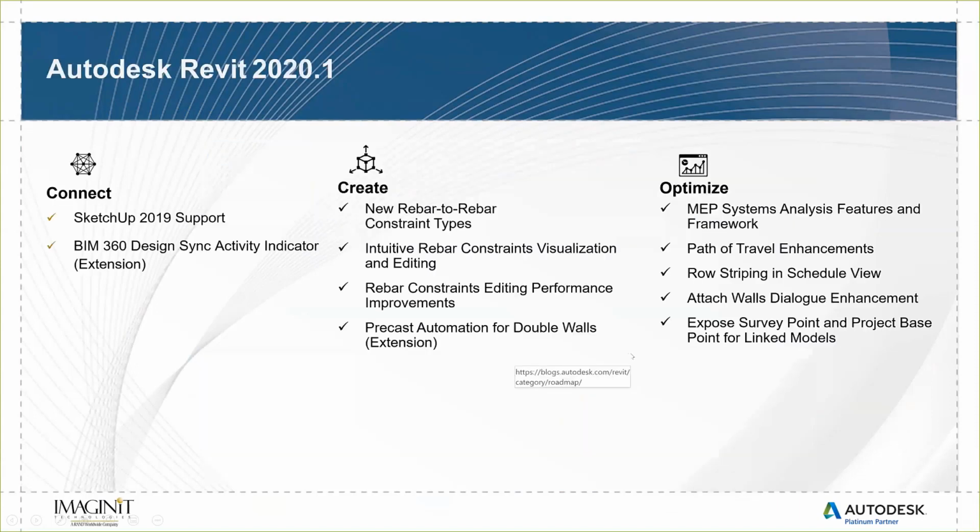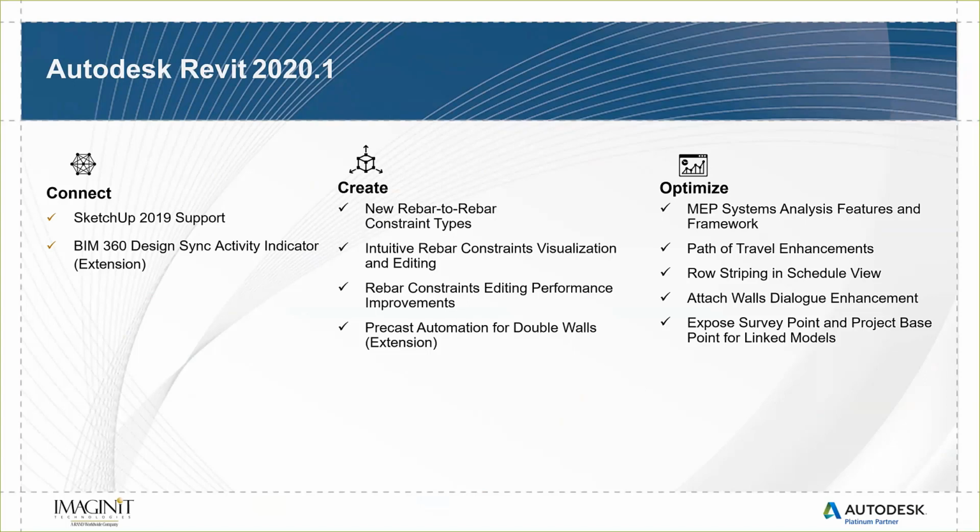So we're getting to the products here. We're going to talk about 2020.1 and 2020.2. In the .1 release, Autodesk did things in buckets, and the buckets are connect, create, and optimize. Under the connect section is where we have our SketchUp file support for 2019, and they also added the synchronization piece for BIM 360 Design.